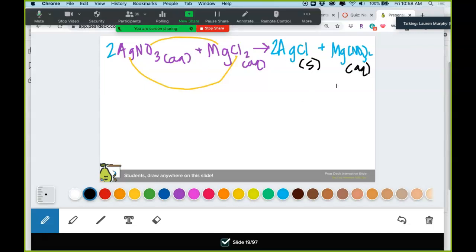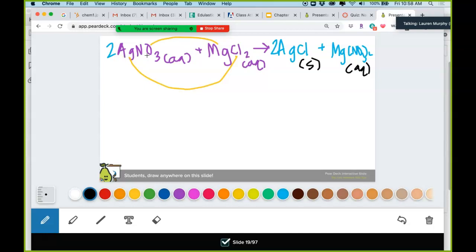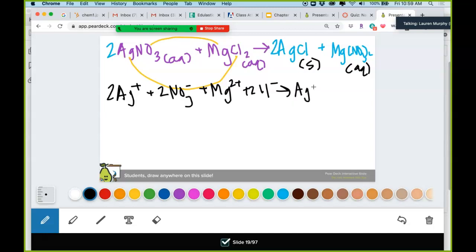Are there questions so far? Okay, now here's the rules. Anything that is aqueous and ionic or strong, I can rip apart. Salt, aqueous, I get to rip this apart. So this is 2 silver ions plus 2 nitrate ions. Remember, it gets distributed. Plus, this is aqueous and it's ionic. Magnesium 2 plus 2 Cl minuses. This is a solid. I do not get to touch it. I have to leave it as is. AgCl. Plus, this is aqueous and it's ionic. It's a metal polyatomic, so magnesium 2 plus 2 nitrates.